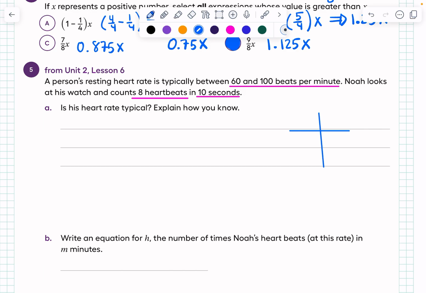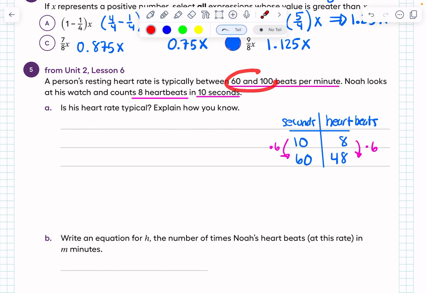We can say seconds and heartbeats. And in 10 seconds, his heart beats 8, okay? 8 heartbeats. So if we're taking this to 60, we could just do this, and this is a times by 6. So I'm going to times by 6 over here, and I would get 48. So 48 is not in this range of 60 to 100.